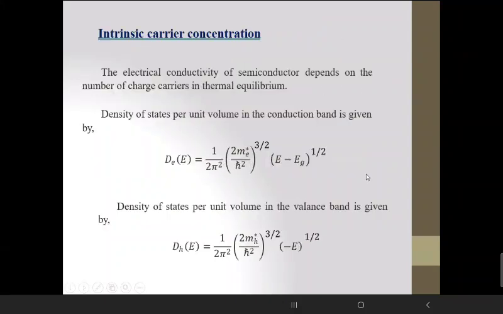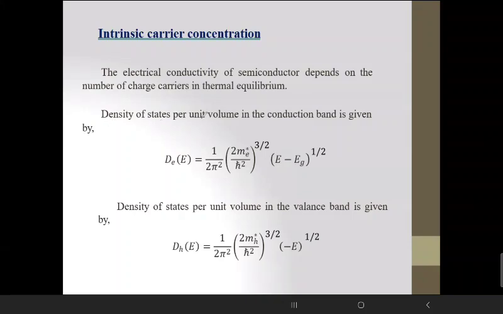So today we will discuss first intrinsic carrier concentration. To find out the intrinsic carrier concentration, we must know the density of electrons, density of holes, and Fermi energy. So first, we will define density of electrons, density of holes. Here, the electrical conductivity of semiconductor depends on the number of charge carriers in thermal equilibrium. So the electrical conductivity solely depends on the number of charge carriers.